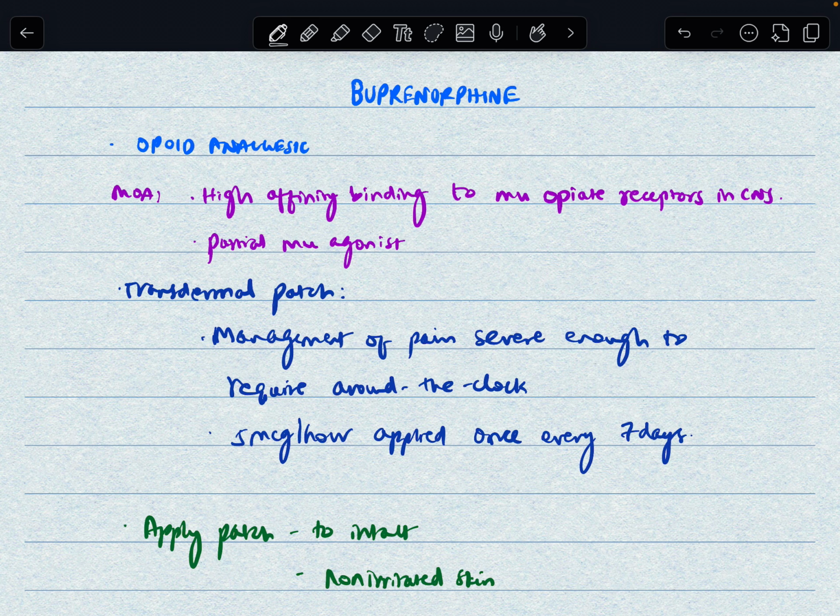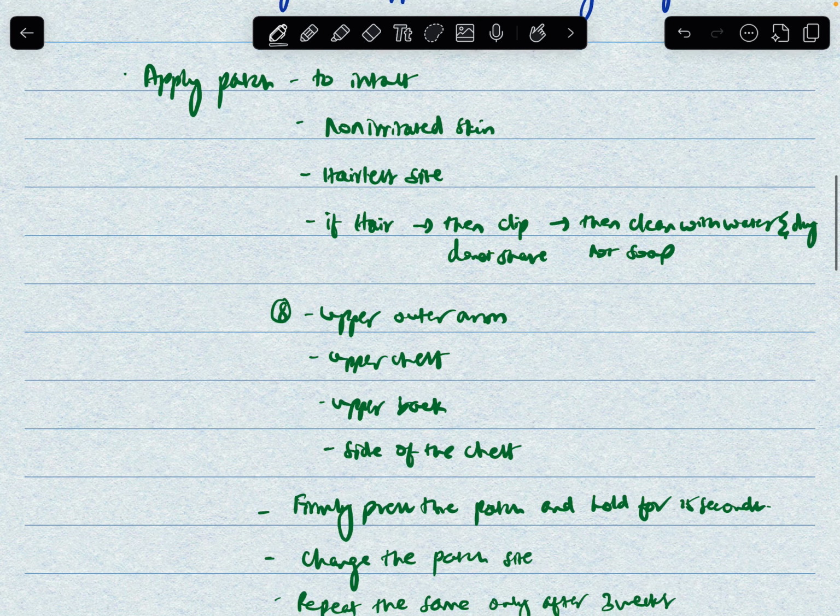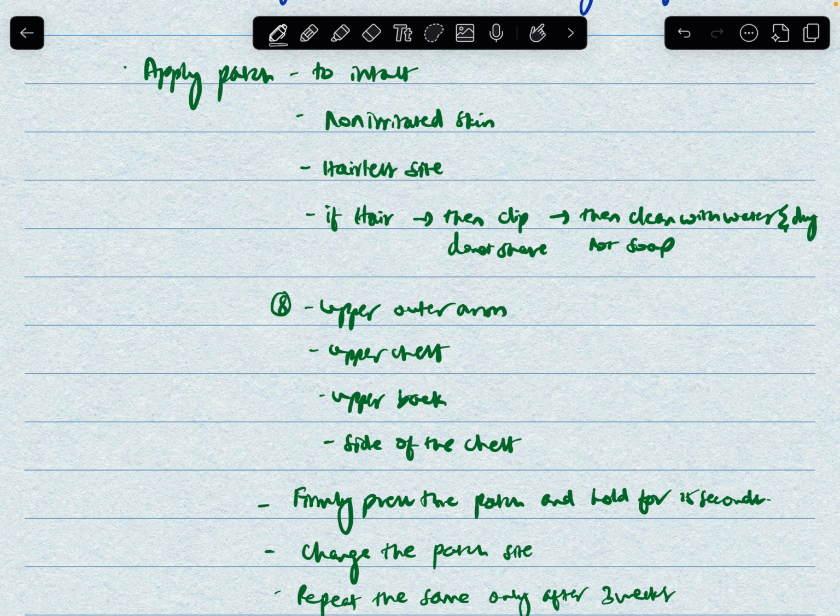A few instructions about the application of this patch on the patients: it has to be applied on intact skin and a non-irritated part of the skin, preferably a hairless side of the skin, and if there is hair, then it has to be clipped and cleaned with water, and after drying the skin the patch may be applied. And it might be applied over the upper outer arm, upper chest, or upper back side of the chest, and if one or more patches are being applied simultaneously, both patches have to be applied adjacent to each other.